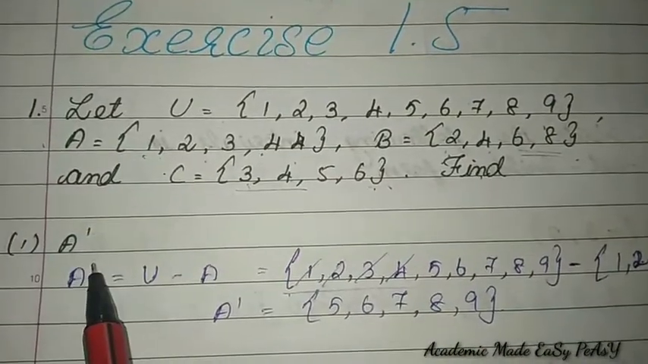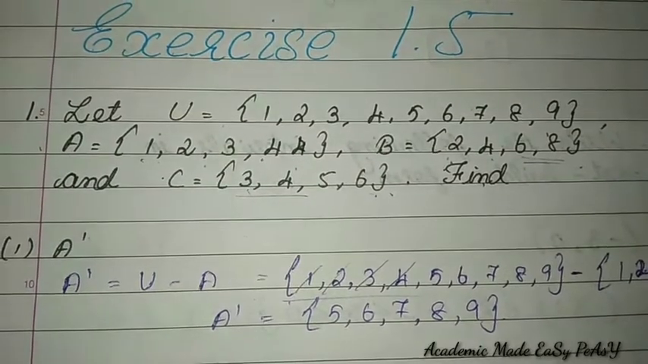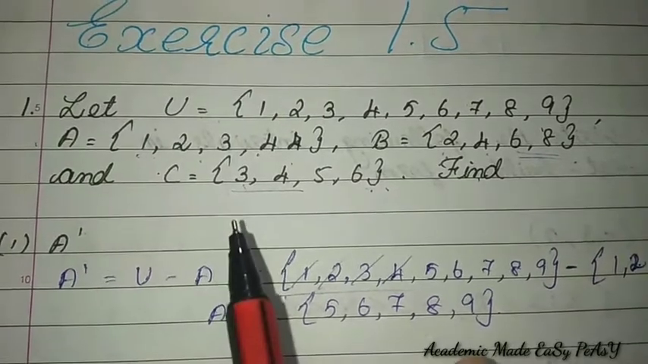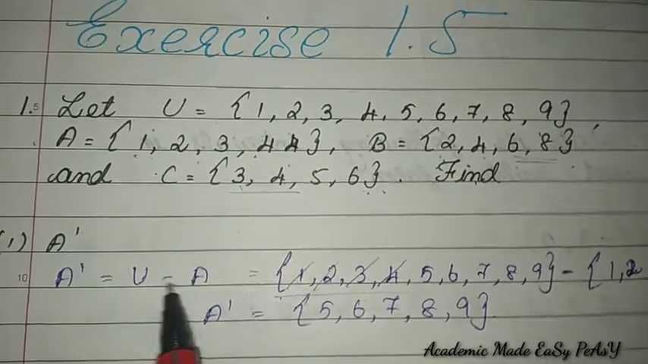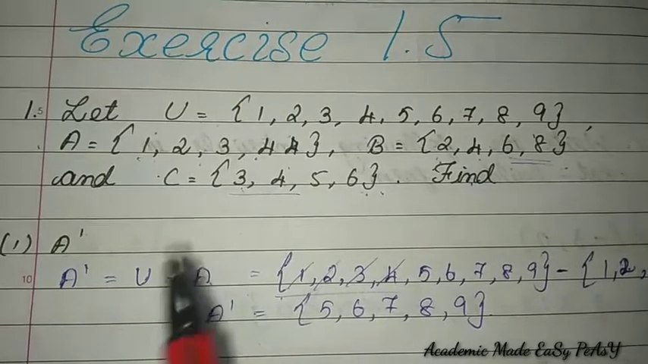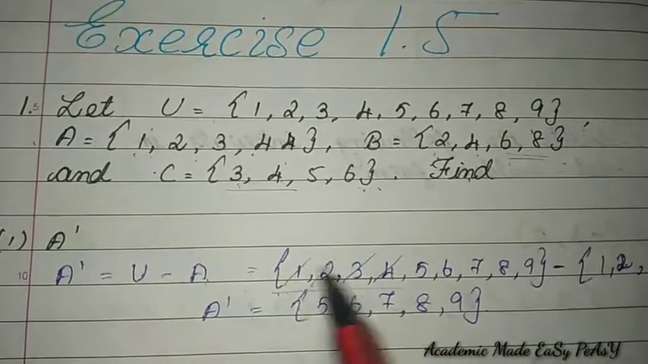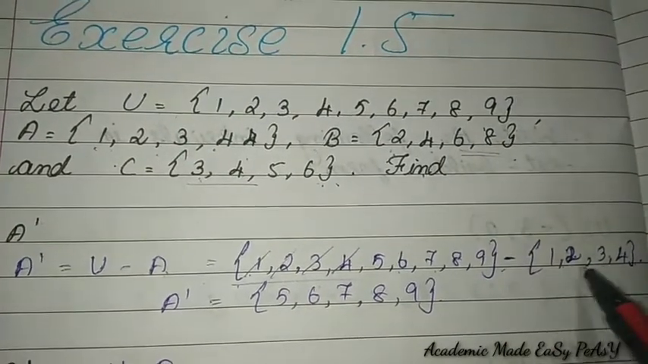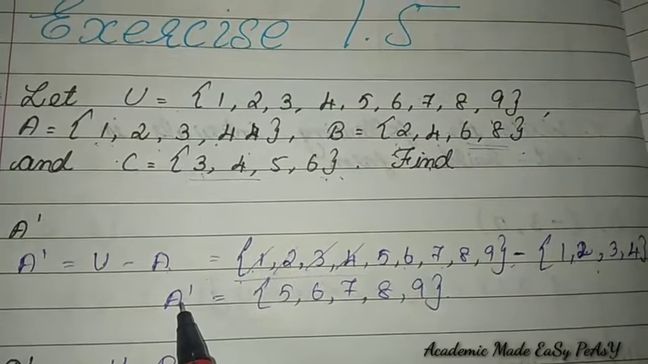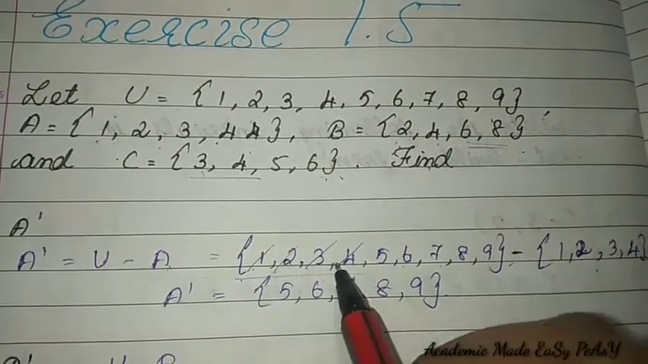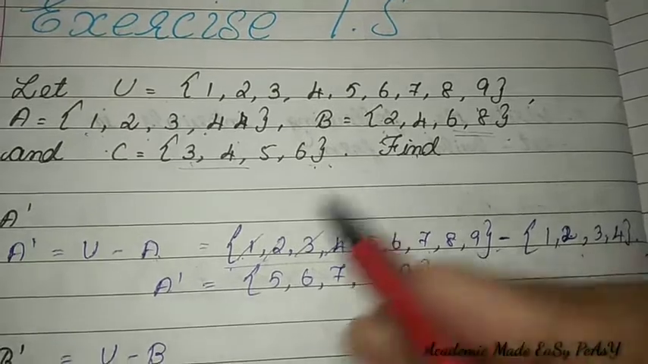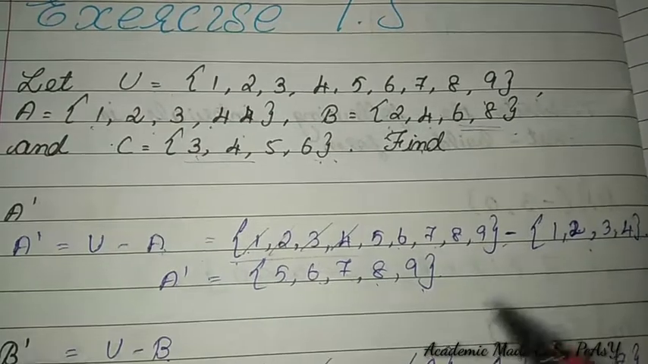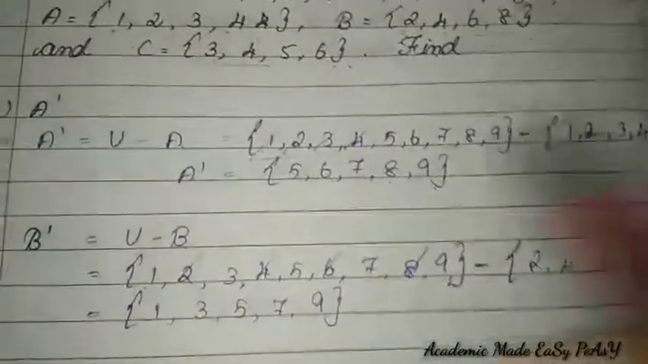First subdivision, A dash. Already I taught you what is A complementation. This can be said as A complementation or else A dash. So A dash is equal to U difference A, or U minus A. However you say, it is the same. So I have taken U as 1, 2, 3, 4, 5, 6, 7, 8, 9 and my A is 1, 2, 3, 4. So if it is difference, I have to cancel the common elements. So I got 5, 6, 7, 8 and 9. Is that clear?